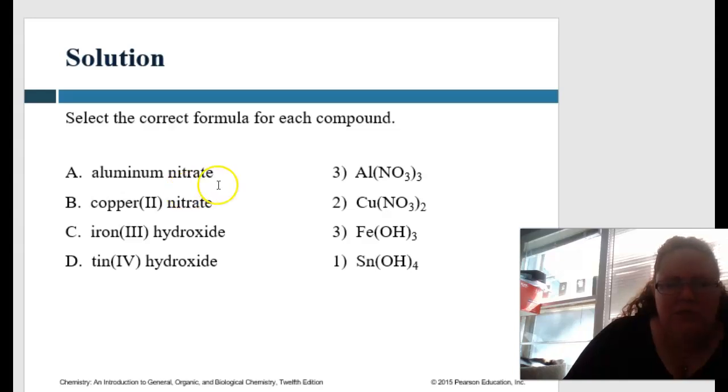So aluminum nitrate is Al(NO3)3. Copper(II) nitrate is Cu(NO3)2. The iron hydroxide is Fe(OH)3. And then the tin hydroxide is Sn(OH)4, with the hydroxide repeated 4 times. All right.